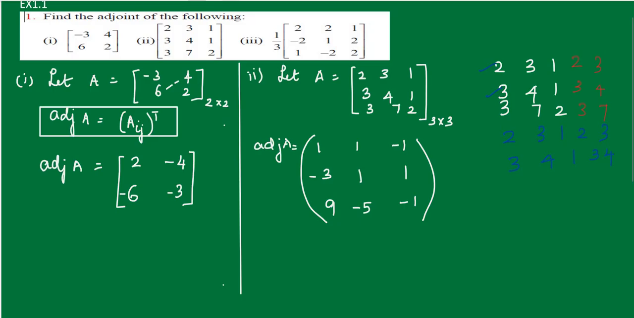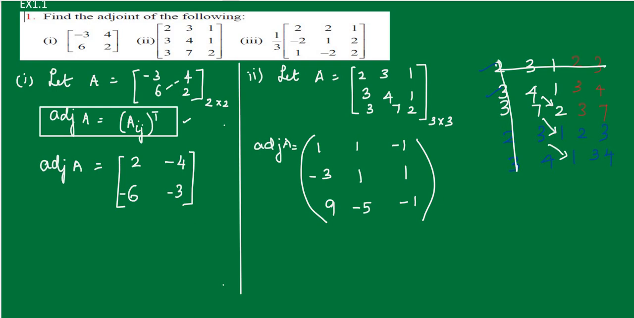Now next step, we are going to delete the first row, first column, then simplify column wise and then write it row wise, since we know adjoint of A is Aij whole transpose.